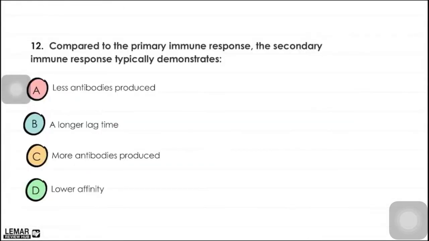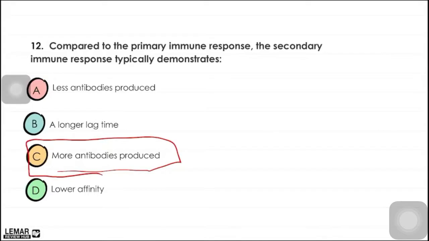Number 12, compared to the primary immune response, the secondary immune response typically demonstrates which of the following? A, less antibodies produced. B, a longer lag time. C, more antibodies produced. Or letter D, lower affinity. So here, the secondary immune response typically presents with a greater number of antibodies produced as compared to the primary immune response. So in this case, the answer is letter C.